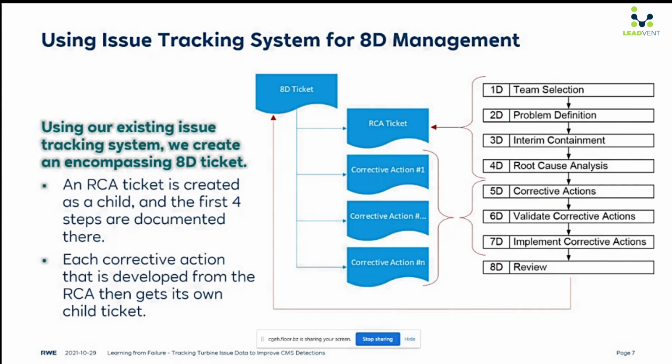Third step, down the road, once the RCA is complete, create a ticket for each corrective action. This ticket is where steps 5, 6, and 7 will get tracked, a single corrective action in a single ticket. And here's why. Having the corrective actions as their own tickets really allows you to do two very important things.